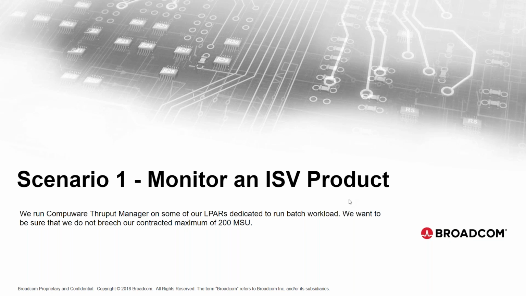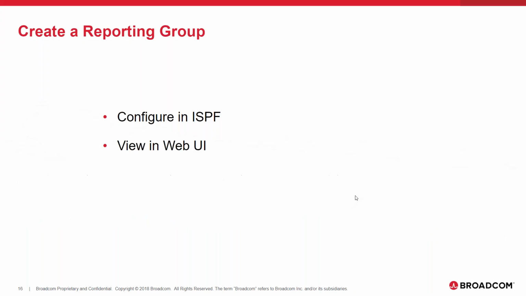So we want to make sure that those LPARs that are running, the combination of all of them, wherever they are on our system, does not exceed the 200 MSU. So we can use DCI to do this. How do we do that? I like to think it's simple. We'll configure the group in the ISPF, and then we can have a look at the results in the reports in the DCI web UI.